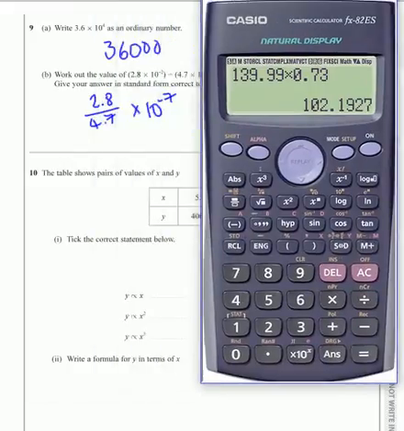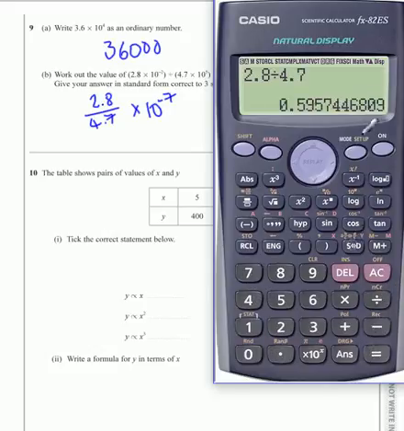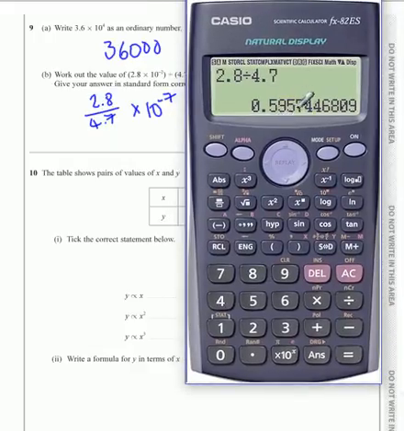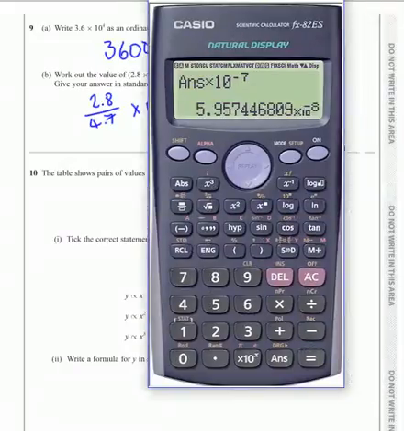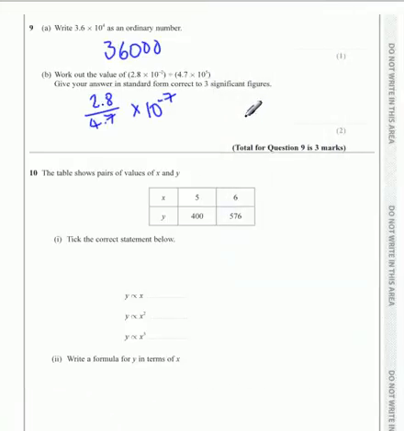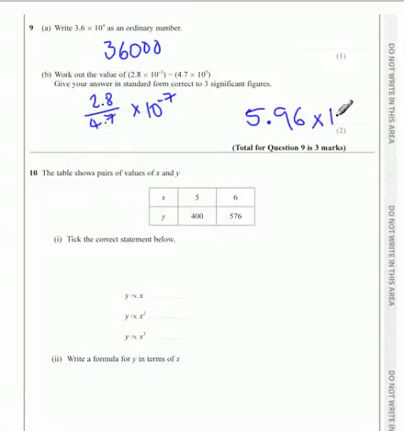So again, our calculator there. If we do our 2.8 divided by 4.7, and then getting the decimal, that's going to give us 0.5957, and then timesing by 10 to the power of -7 is going to give us 5.96 times 10 to the minus 8, and that is in standard form.